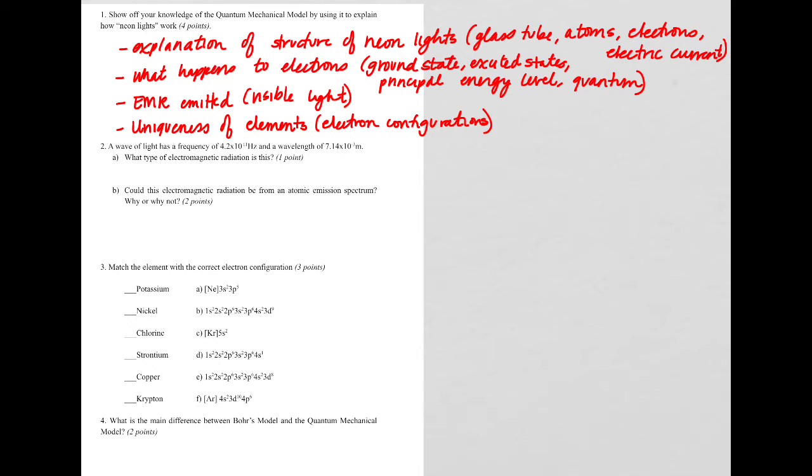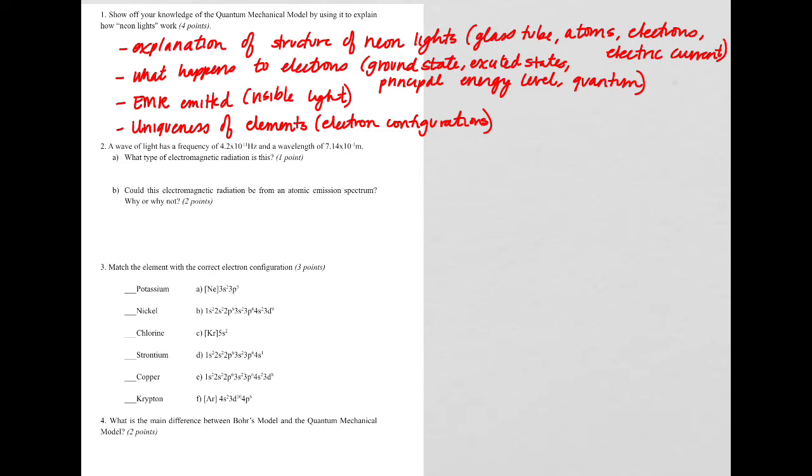So you needed an explanation of the structure of a neon light. So you needed to talk about the glass tubes, the atoms of gas within the glass tubes, the electrons within the atoms, and the electric current that is put through this glass tube.